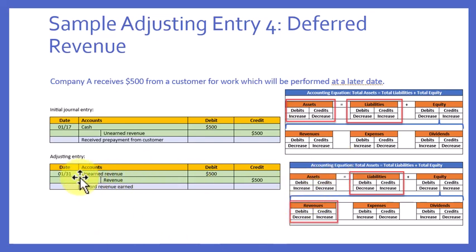We are then able to remove the liability. Remember we credited unearned revenue up here. Now we're going to debit unearned revenue, get rid of that liability, and we are going to credit revenue. And remember, revenue behaves just like equity, so we credit revenue to increase it. That is an example of an adjusting entry for deferred revenue.